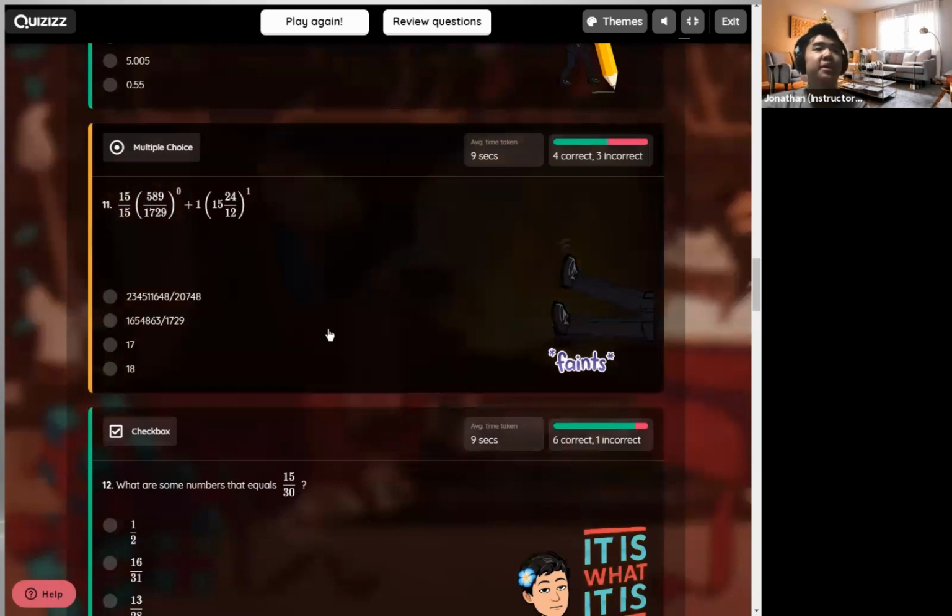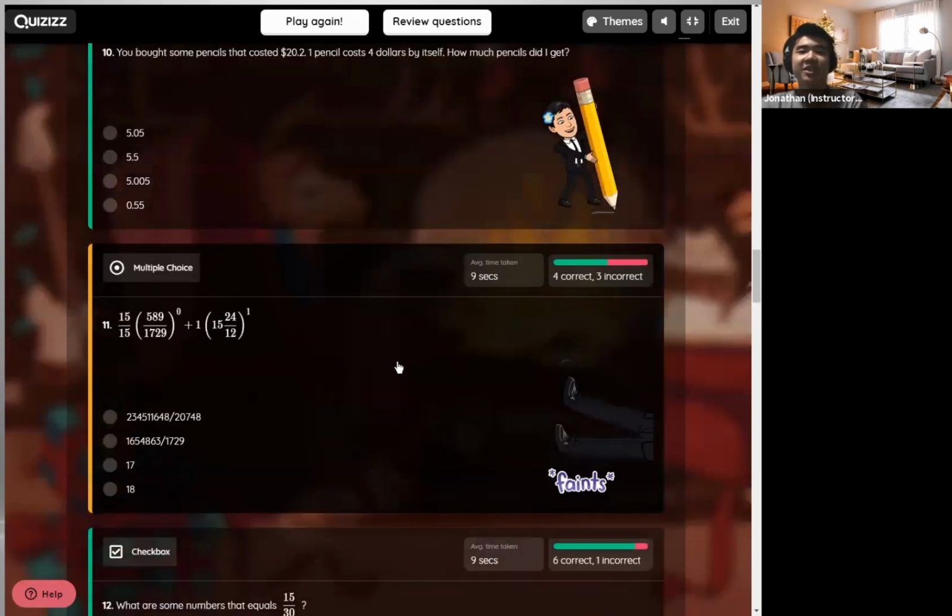All right. So number 11. Okay, this one was a very trick question, but it actually wasn't too bad for several reasons. First, 15 of 15 is just 1, and then this fraction, anything to the 0 power is 1. So it's going to be 1 plus 1. Okay, and then 15 and 24 over 12 is actually equal to 17, because 24 divided by 12 is 2, and 15 plus 2 is 17. So that means it's just 1 plus 17, which is our answer, which is 18.